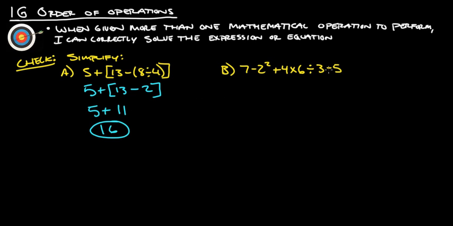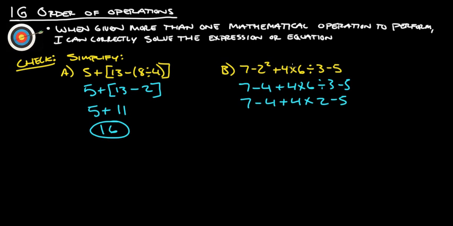All right, and then for B, first thing parentheses, there are none. Second thing, exponents. So we have 7 minus 2 squared, which is 4, plus 4 times 6 divided by 3 minus 5. So we're all done with exponents. Next thing is division. Here's our division over here, 6 divided by 3. So we have 7 minus 4 plus 4 times 2 minus 5.